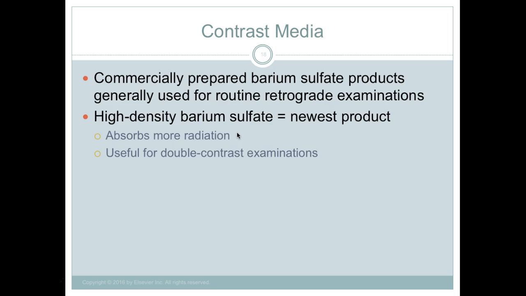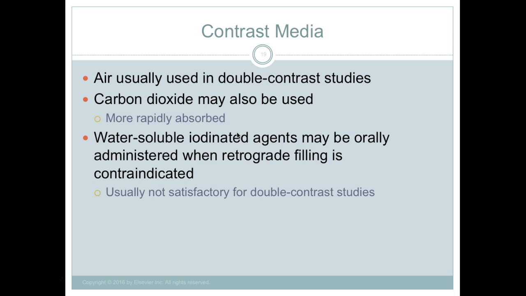So there are commercially prepared barium sulfate products generally used for retrograde exams. They're higher density barium sulfate. It's the newest product. It absorbs more radiation. It's better for a double contrast exam. So make sure you grab the right barium. It's usually used in double contrast studies. You can also use carbon dioxide, which is easier on the patient, but it usually requires a machine to use, instead of doing it by hand.